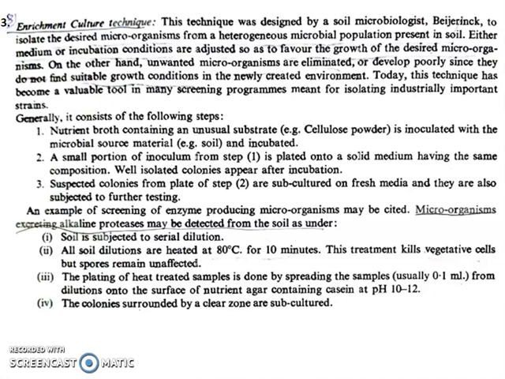Then the plating of the heat treated sample is done by spreading the samples on the media which contains casein at a pH of 10 to 12. You can note that: casein at pH 10 to 12. Casein is a type of protein. So only a microorganism producing protease can grow on the casein containing media. So you will get a protease.